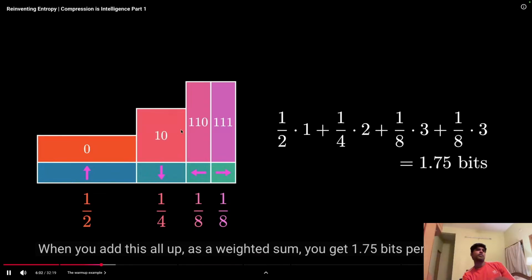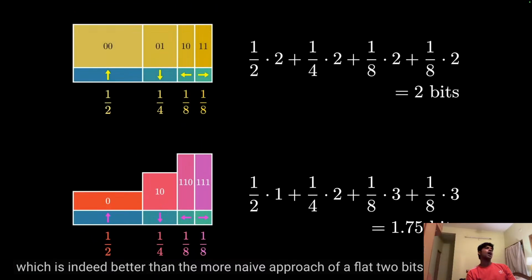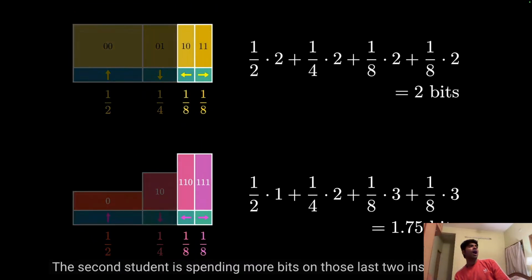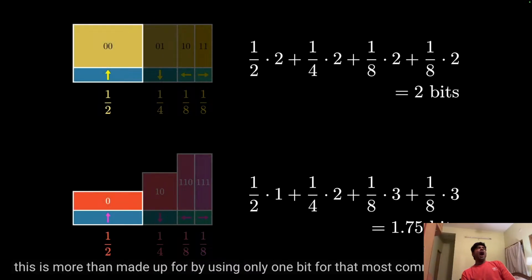When you add this all up as a weighted sum, you get 1.75 bits per instruction, which is indeed better than the more naive approach of a flat 2 bits per instruction. The second student is spending more bits on those last 2 instructions. Because they come up so much less frequently, this is more than made up for by using only 1 bit for that most common instruction.